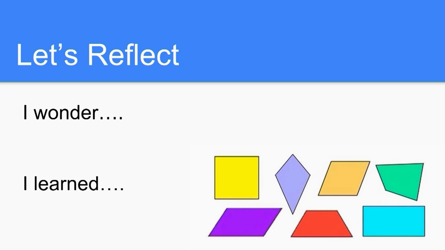Today, we learned about quadrilaterals. We thought about what makes them the same and different. We learned that thinking about how many parallel sides a quadrilateral has can help us classify them as parallelograms, trapezoids, or other quadrilaterals. Think of one question you still have about quadrilaterals. What is one thing you learned about quadrilaterals?